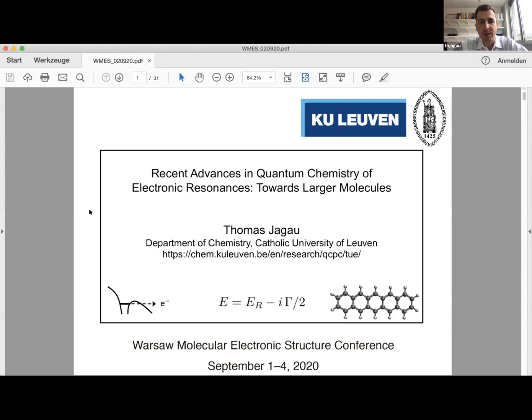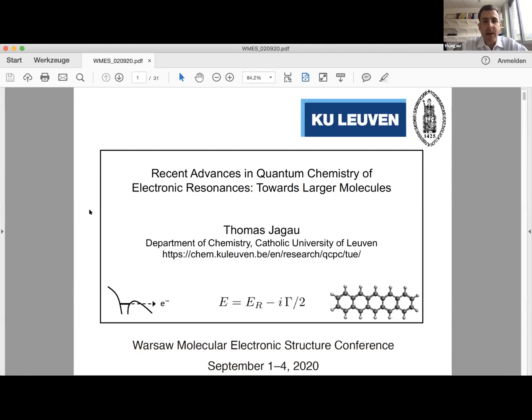So I'm going to talk about some recent advances in my group about the quantum chemistry of electronic resonances that are specifically designed for larger systems. And by that I mean specifically two developments: a resolution of the identity approximation and an integral screening scheme, both for complex scaled basis functions. And complex scaled basis functions are, as I will explain, an alternative to the absorbing potentials that Xenia presented yesterday. So in some sense, the whole methodology I'm going to present is complementary to what she talked about yesterday.